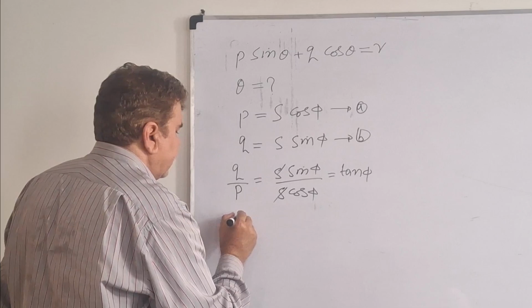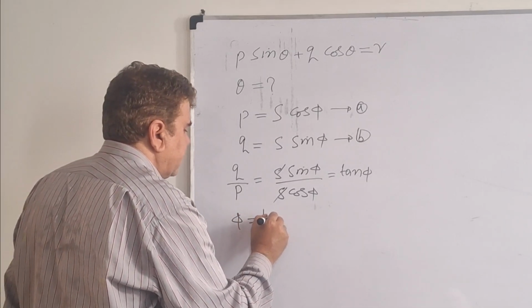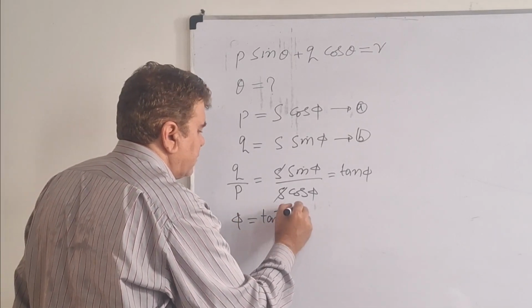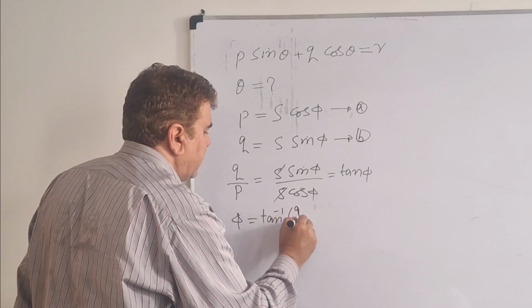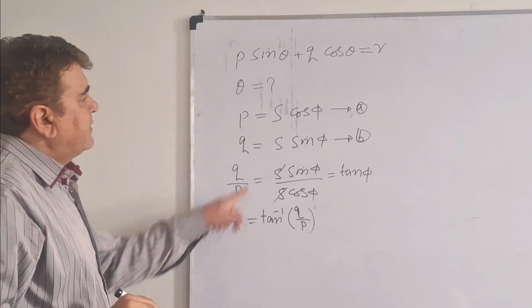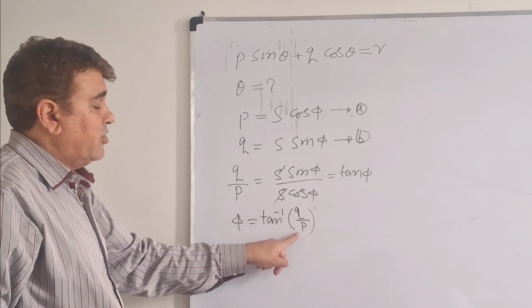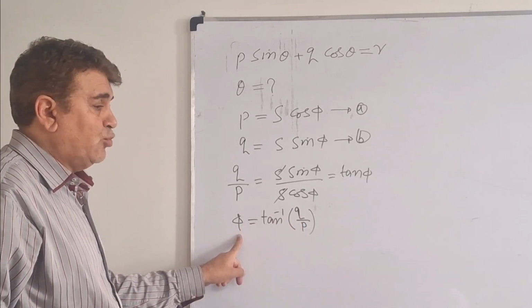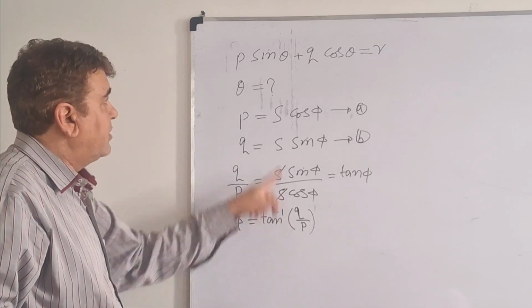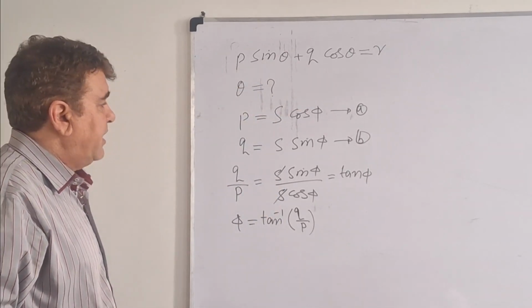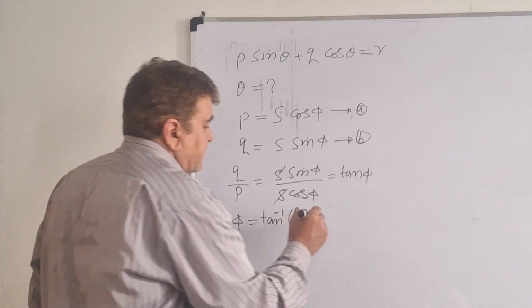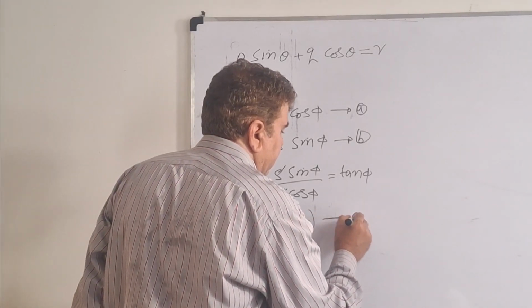This allows me to write phi equals tangent inverse of Q divided by P. That is, the parameter phi is in fact redefinable in terms of Q and P. So this is not a new parameter. It is again in terms of the given parameters of the equation. So I call this equation C.